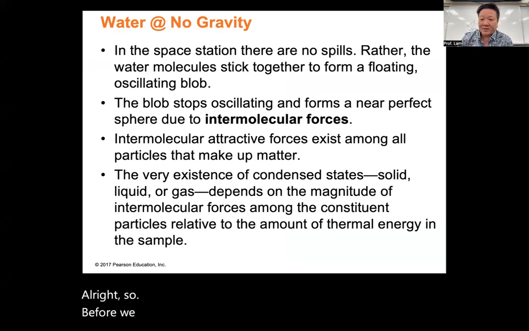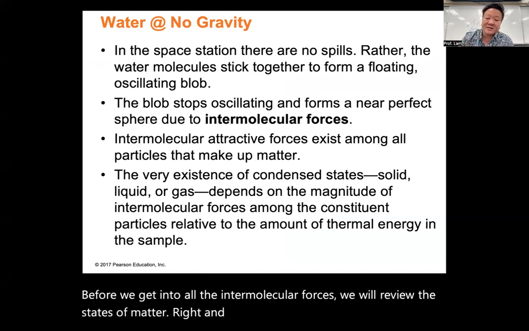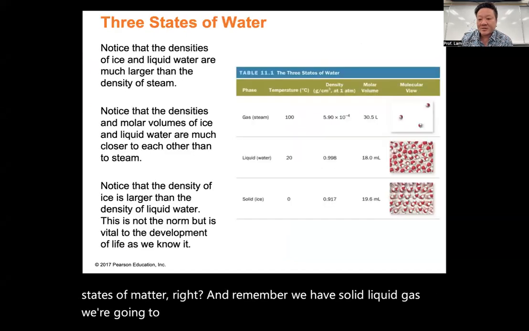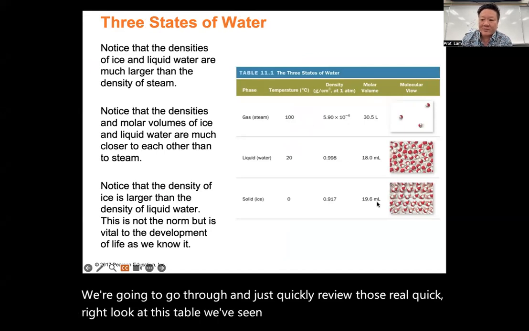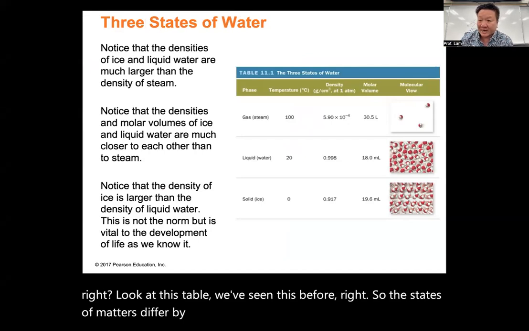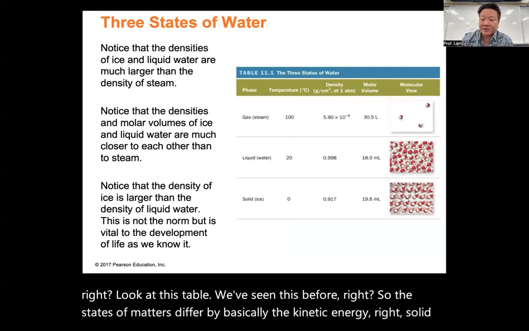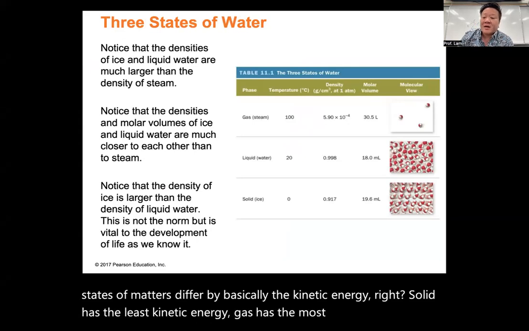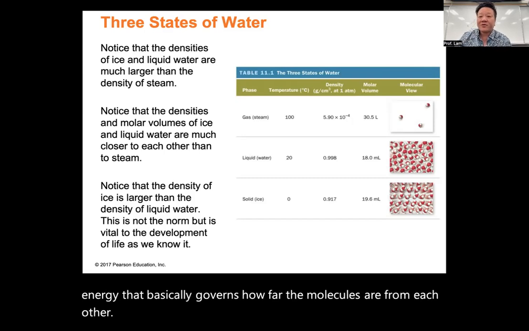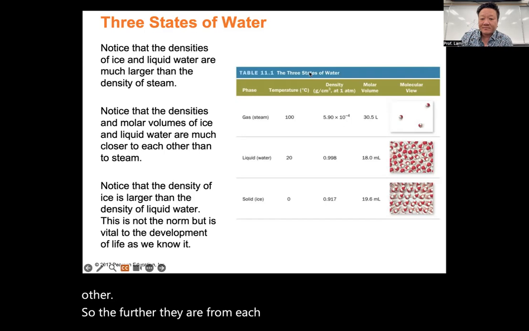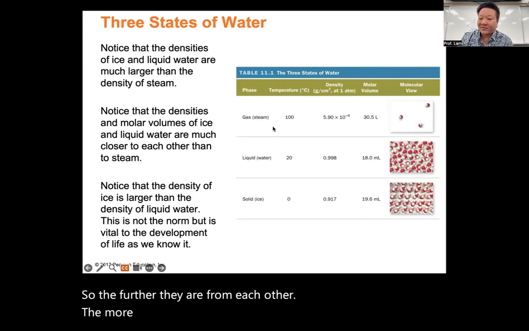Before we get into all the intermolecular forces, we will review the states of matter. Remember, we have solid, liquid, gas. I'm going to go through and just quickly review those. Look at this table. We've seen this before. So the states of matter differ by basically the kinetic energy. Solid has the least kinetic energy. Gas has the most. And it's kinetic energy that basically governs how far the molecules are from each other. So the further they are from each other, the more towards the gas phase that they are.